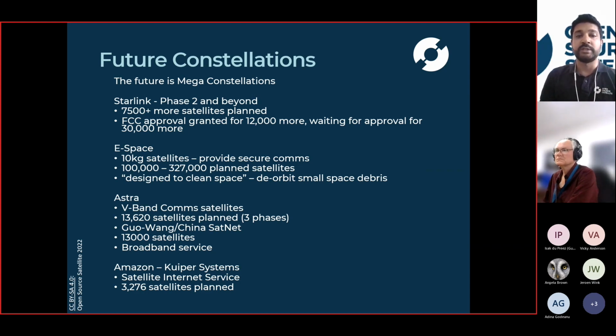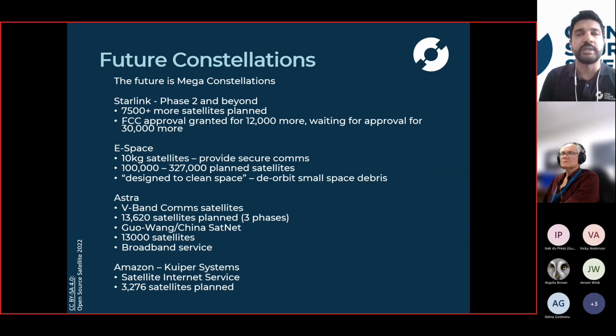In some literature from eSpace, they have said that these satellites will be designed to clean space by helping to deorbit some of the very small space debris, and to not cause more debris once these satellites have been used up. How accurate that statement is depends on what data they've actually provided on how they plan to do this. But this is currently what they have planned and mentioned.